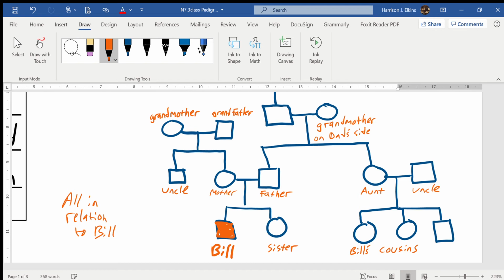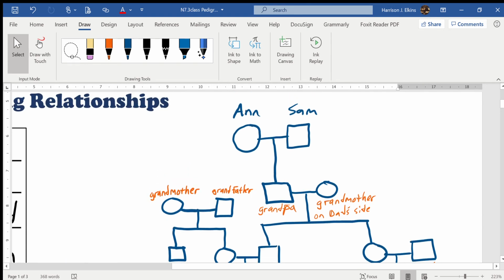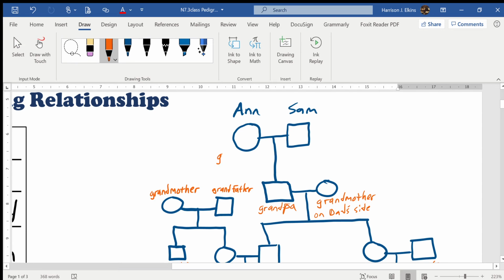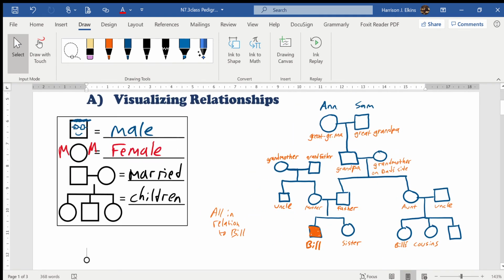Because he has 4 grandparents here. This would be what? The grandfather. Here, let's just do grandpa. Okay, so that's his grandpa. Well, the parents of the grandpa, who's that? We get back all the way to Ann and Sam. And those would be the great-grandparents. So here's the great-grandma. I'm just going to put G-ma. And here's the great-grandpa. So Sam is Bill's great-grandpa. Bill is Sam's great-grandson. This is how we would represent a family tree.